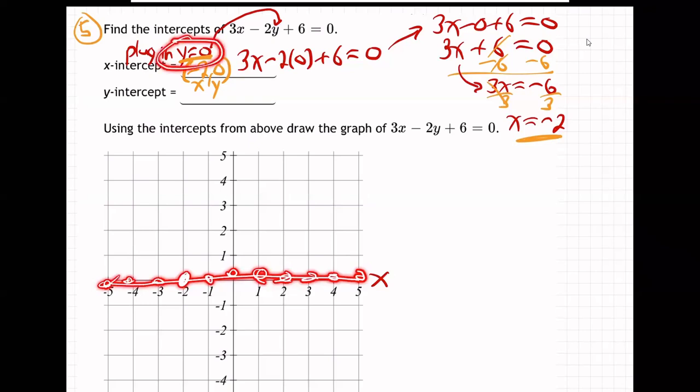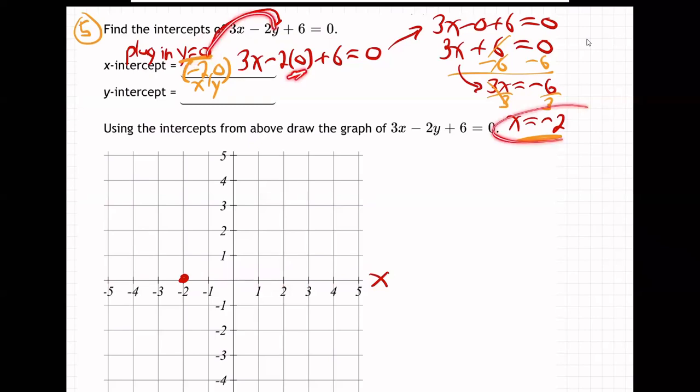So if you want to take the equation and find a point on the x-axis, you got to plug in y equals 0. When you plug in y equals 0 right here to the equation and then solve for x, x is negative 2. So x negative 2 goes with y 0. There's the point on the graph, which is back 2, up 0.